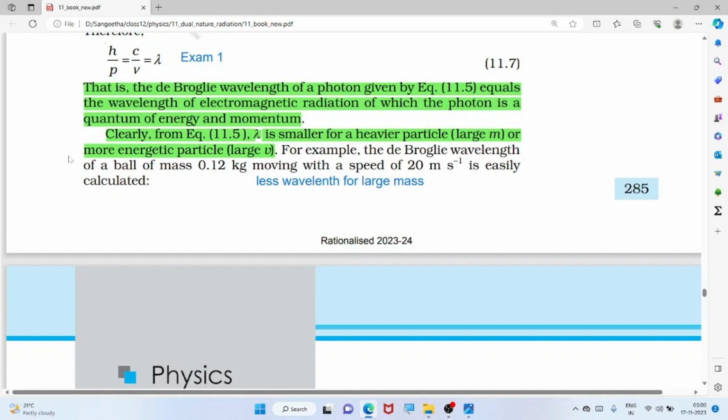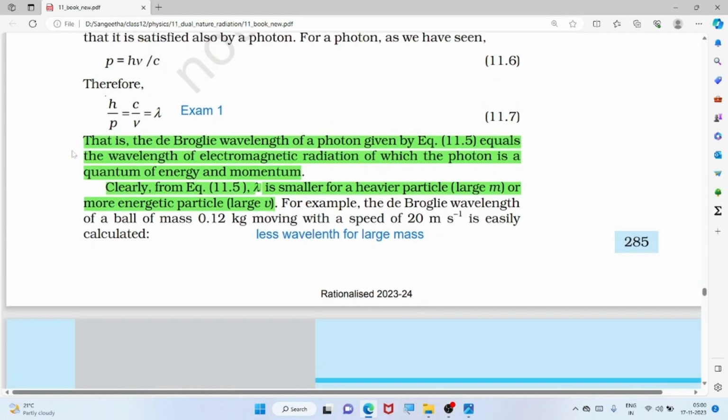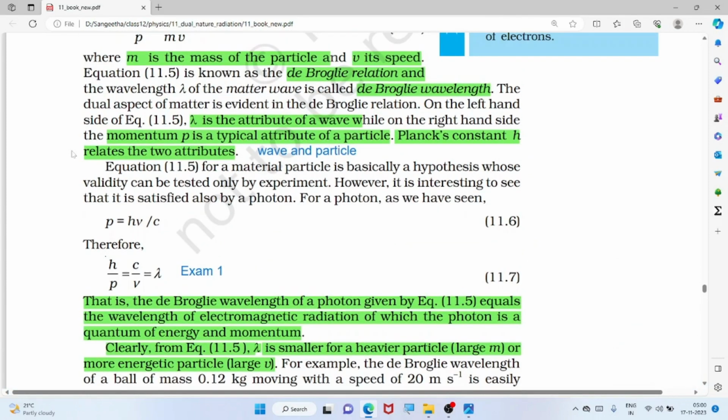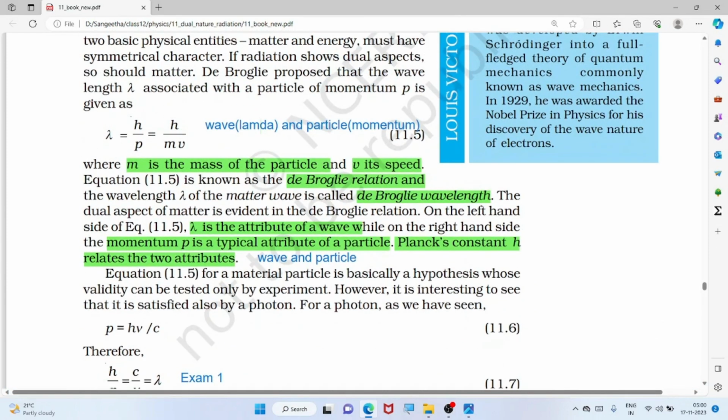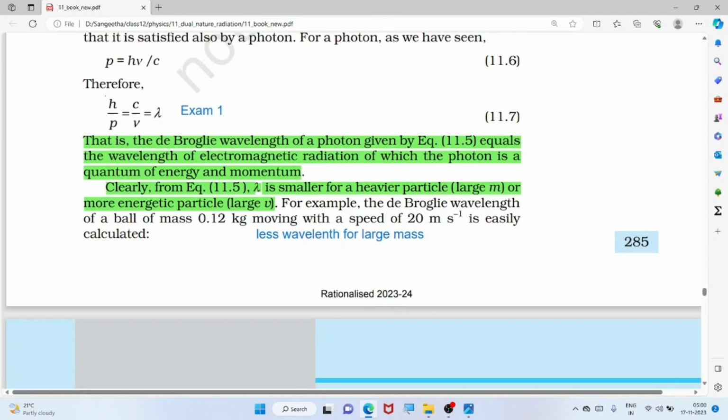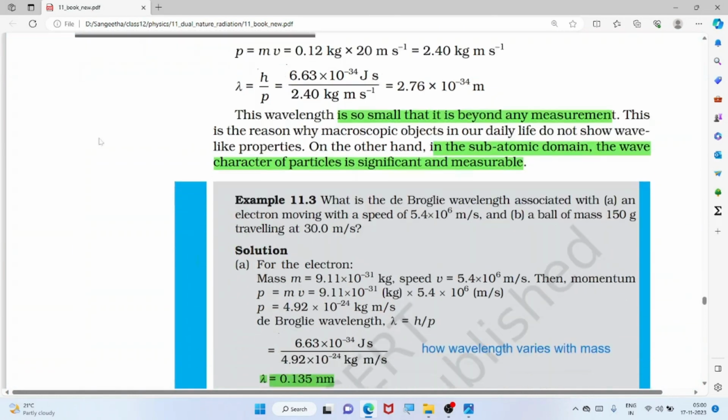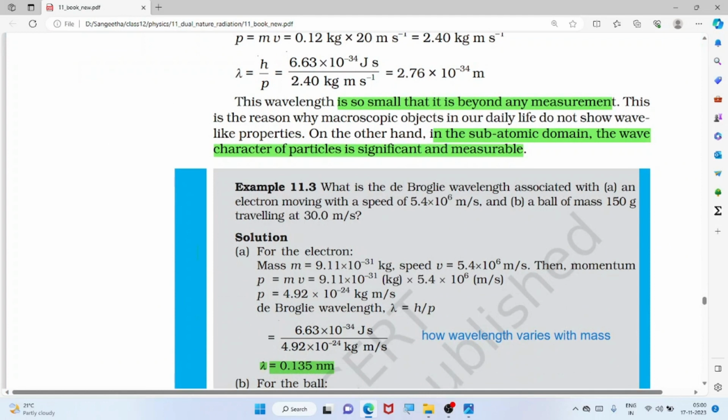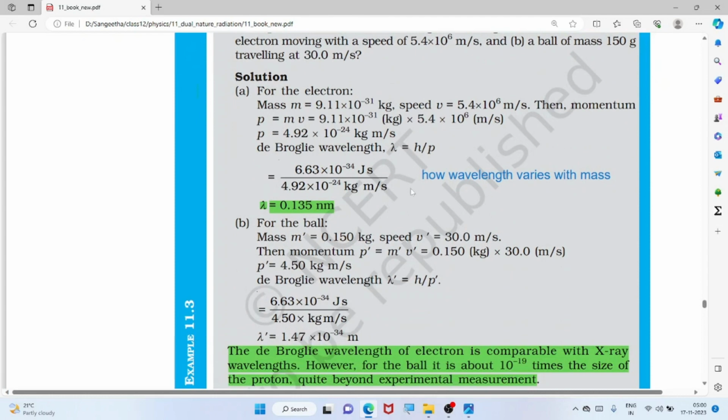So based on this, when mass is more, the wavelength will be less. See here, lambda, wavelength, and mass are inversely proportional. More mass means less wavelength. So that is given in this also. Based on the mass, what is the wavelength? Wavelength varies with the mass.